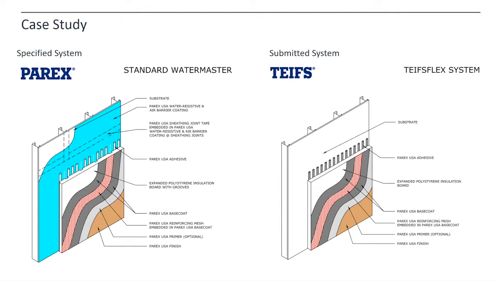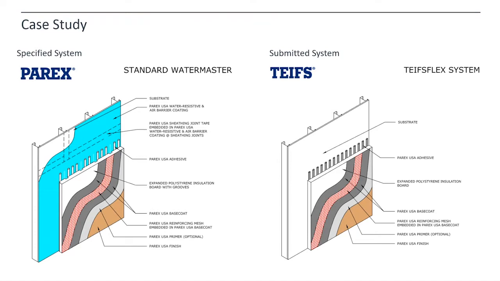So does the system on the right also have a drainage plane? Visually it looks like it does. It has the Parex USA adhesive, same as the image on the left, and they're both in vertical ribbons. What's the big deal about these two products?